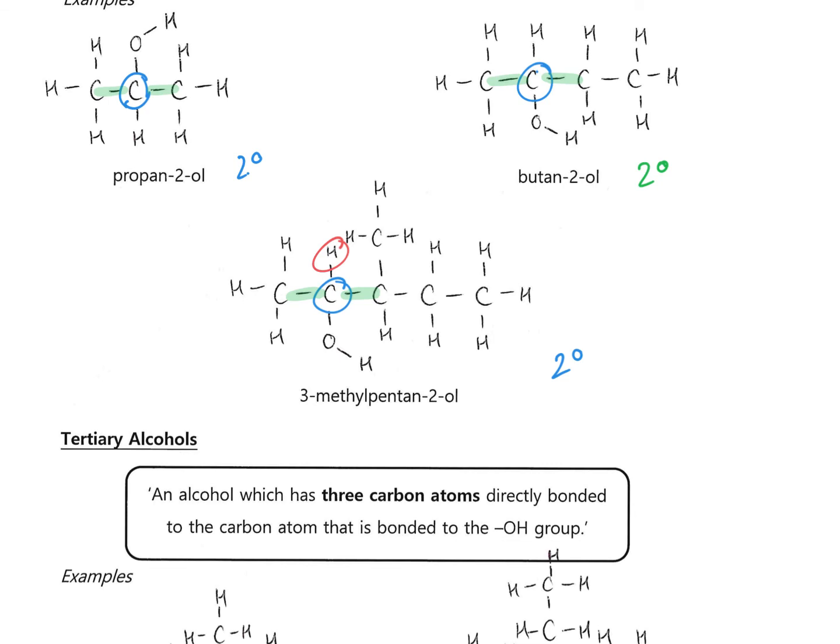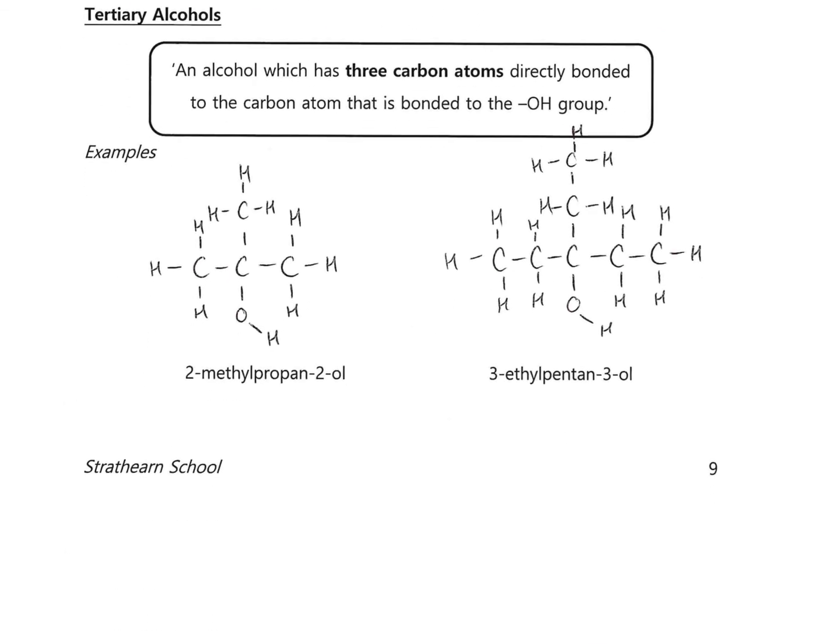Finally then, a tertiary alcohol is an alcohol which has three carbon atoms directly bonded to the carbon atom that is bonded to the OH group. Find your carbon that's bonded to the OH group, and then count how many carbon atoms. Here we've got 1, 2, 3. So 2-methylpropan-2-ol is a tertiary alcohol.